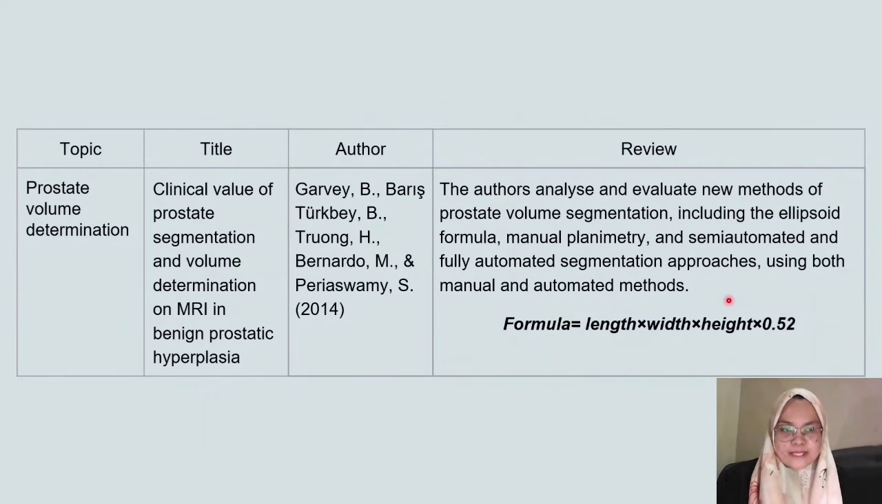And last but not least, the title Clinical Value of Prostate Segmentation and Volume Determination on MR in Benign Prostatic Hyperplasia. In this paper, the authors analyzed and evaluated new methods of prostate volume segmentation, including the ellipsoid formula, manual planimetry, and semi-automated and fully automated segmentation approaches, using both manual and automated methods. The formula is length times width times height times 0.52.